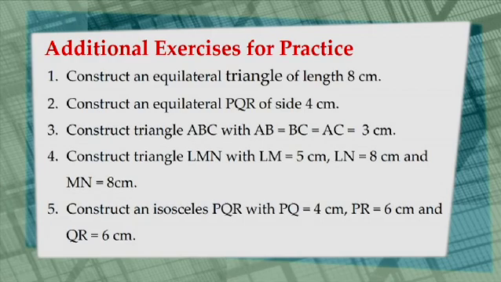You've got 5 questions over here. The first one is to construct an equilateral triangle of length 8 centimeters. Second, construct an equilateral triangle PQR of side 4 centimeters. Part 3, construct triangle ABC with AB equal to BC equal to AC, which is 3 centimeters. Now, it's just another way of saying that you've got an equilateral triangle. Question 4, construct triangle LMN with LM 5 centimeters, LN 8 centimeters, and MN 8 centimeters. And question 5, construct an isosceles triangle PQR with PQ 4 centimeters, PR 6 centimeters, and QR 6 centimeters.